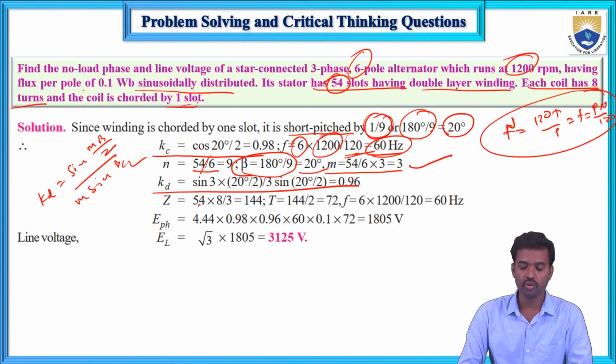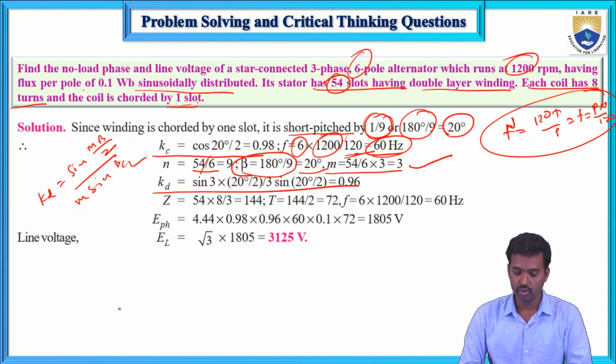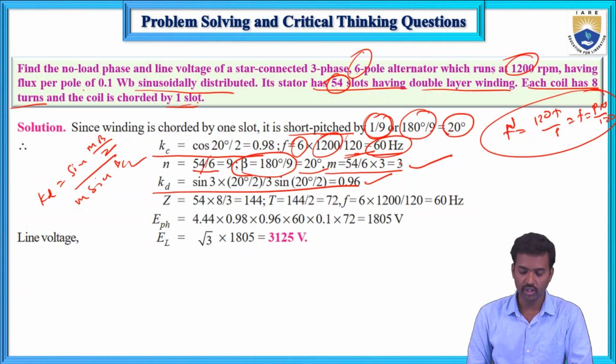So beta equals 20 and m equals 3. If you substitute in this, you will get the Kd value equals 0.96.